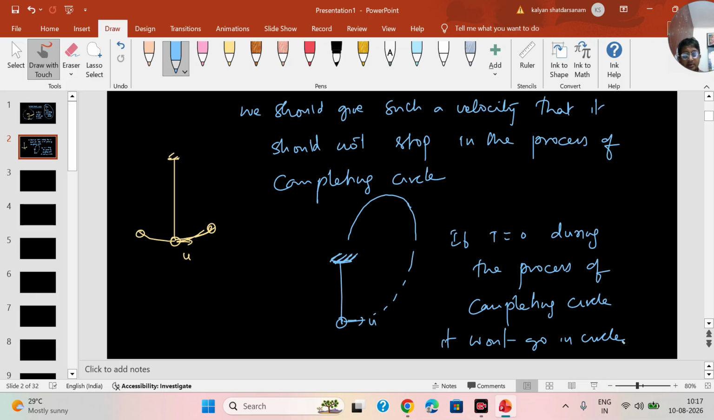So there are these two dangers. One danger is it will stop before completing the circle. The other danger is it will lose tension and not go in a circular path and go in some other path. So we have to overcome these dangers. If you want to go in a circular path, you have to overcome these dangers.